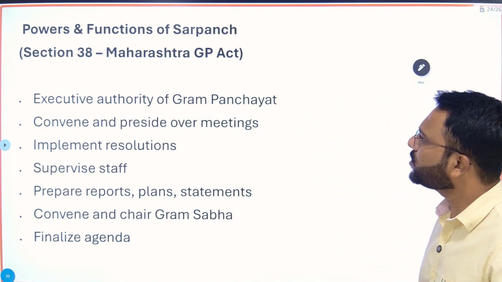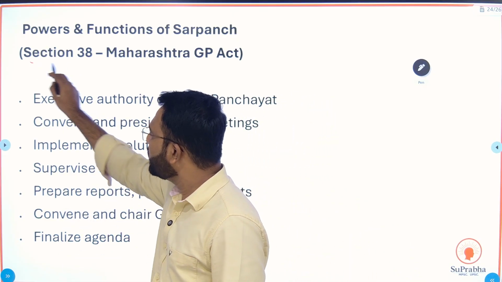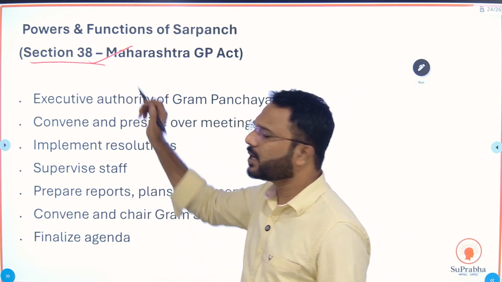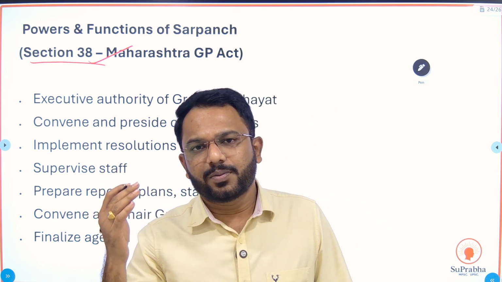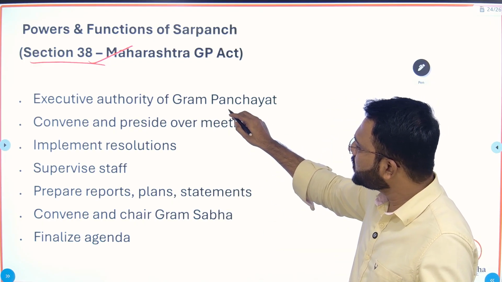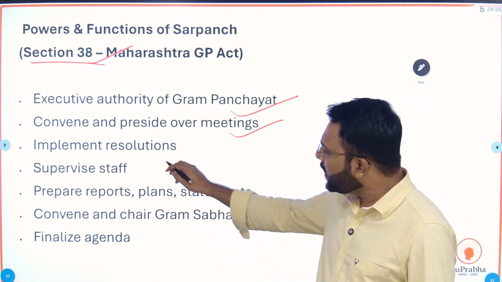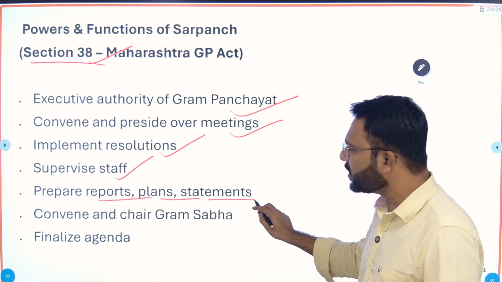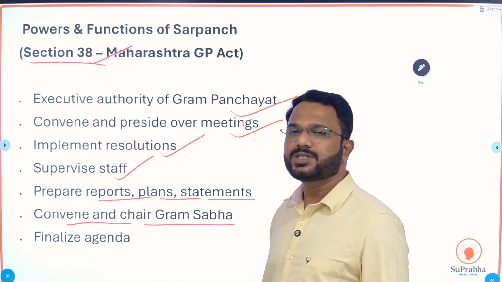Okay, powers and functions of Sarpanch. So Maharashtra Gram Panchayat Act section 38 defines the powers and functions of the Sarpanch. Kindly note this section. The commission may ask this question: in which section of the Maharashtra Gram Panchayat Act have the Sarpanch's powers and functions been mentioned. Okay, so going through the powers, he is the executive authority of the Gram Panchayat. He convenes and presides over the meeting of the Gram Panchayat. He implements the resolutions. He supervises the staff. He prepares reports, plans, and statements. He convenes and chairs the Gram Sabha of the Gram Panchayat.